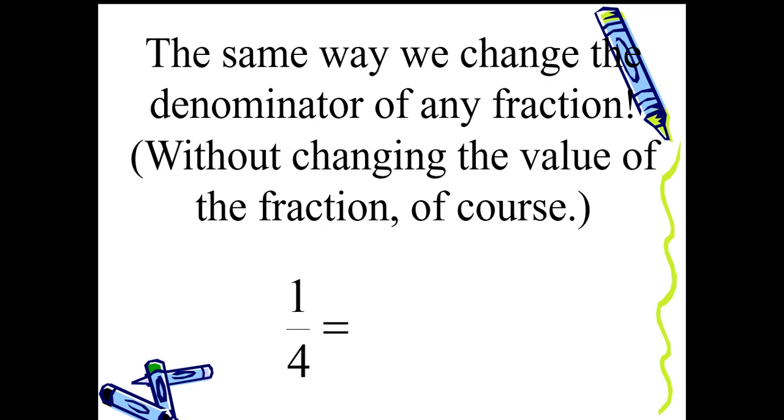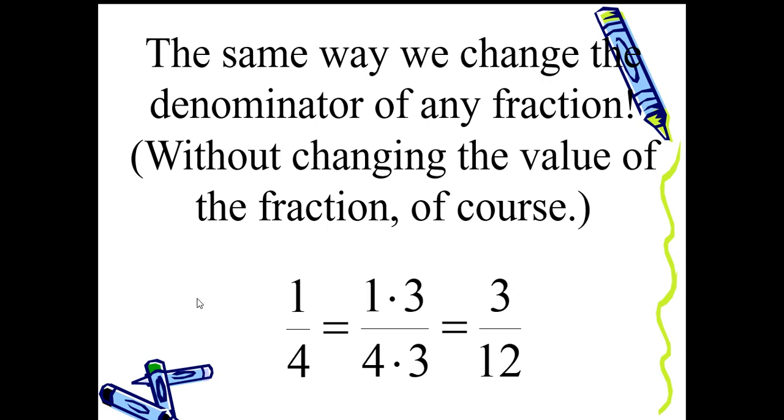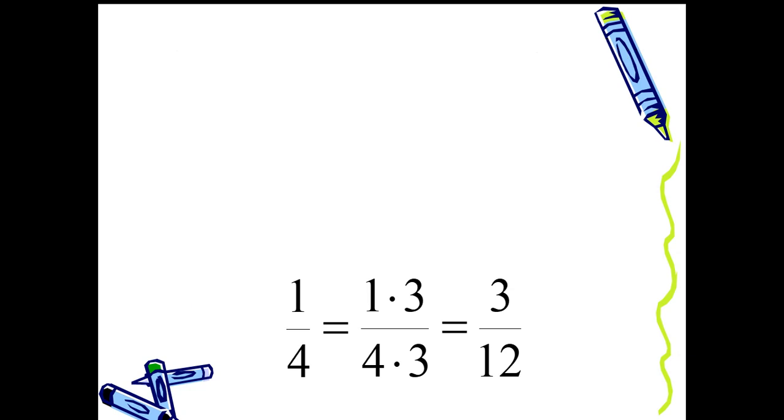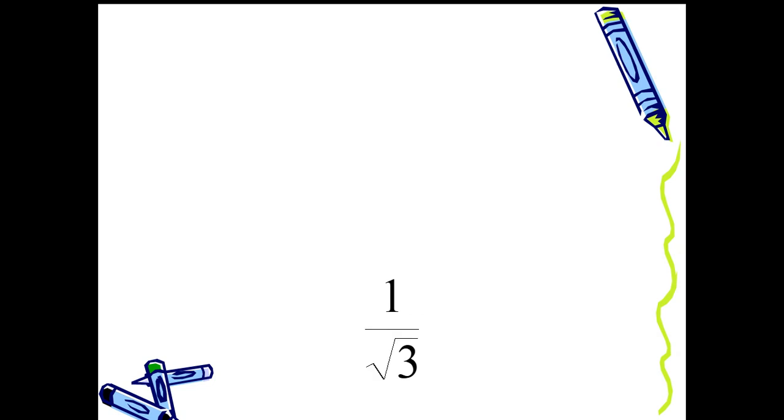For example, if I want to change 1 over 4, I can multiply both by, for example, 3. I will have 3 over 12. 3 over 12 and 1 over 4 are both the same value. If I put on the calculator, how am I going to do this with the radicals? We will see. Till here, you don't need to write anything, okay? You start to write from here.